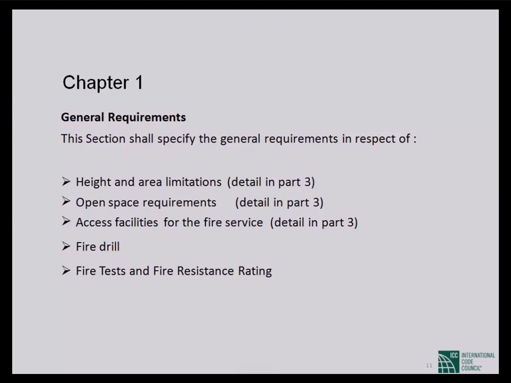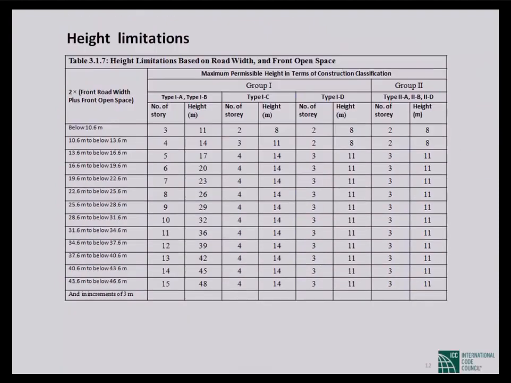Though we have already learned the height and area limitations, I would like to show a table to give some indication of how it is related to Part 4. This is a table giving you the height limitation based on the road width and the front space. So there are two axes. One is road width, another is front space. Then there is a third axis which gives you the type of the building construction. That is related to my lecture.